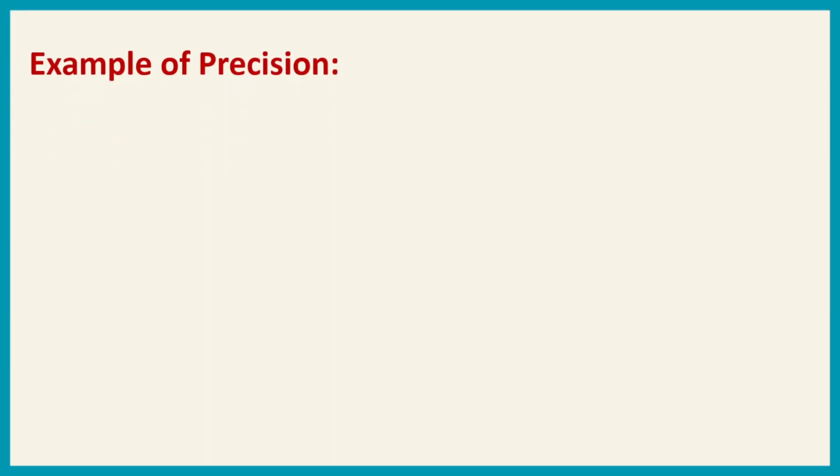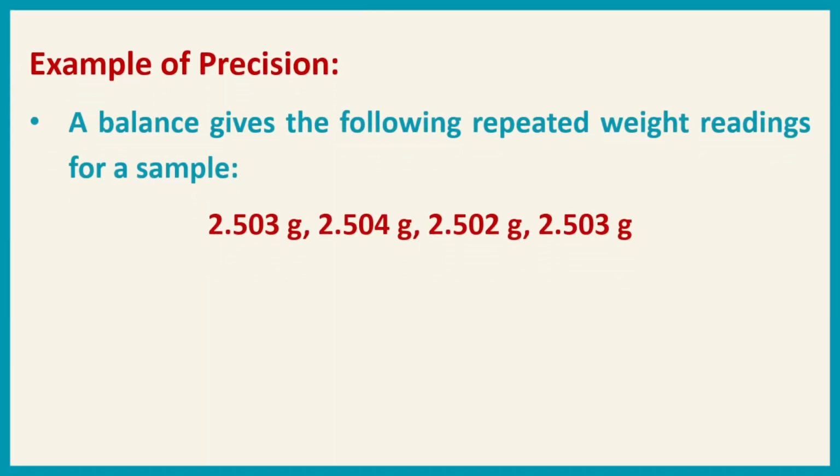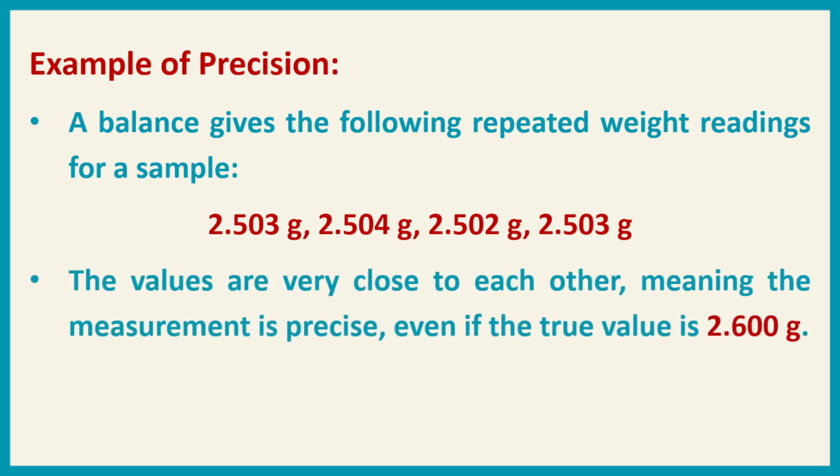Let us understand with a suitable example. If a balance gives the following repeated weighing values for the sample: 2.503 gram, 2.504 gram, 2.502 gram, 2.503 gram. The values are very close to each other, meaning the measurement is precise, even though the true value is 2.600 gram.